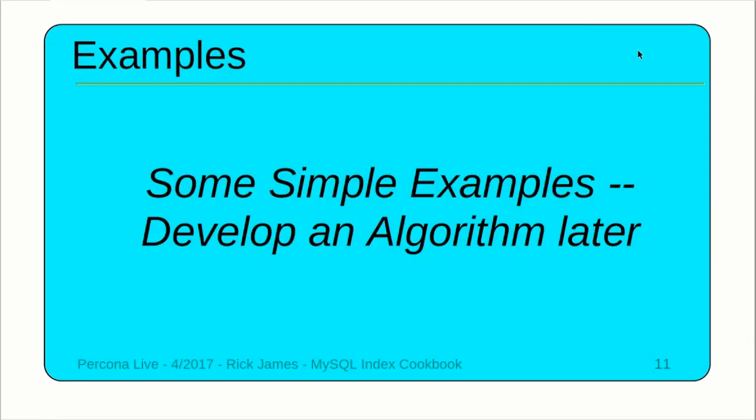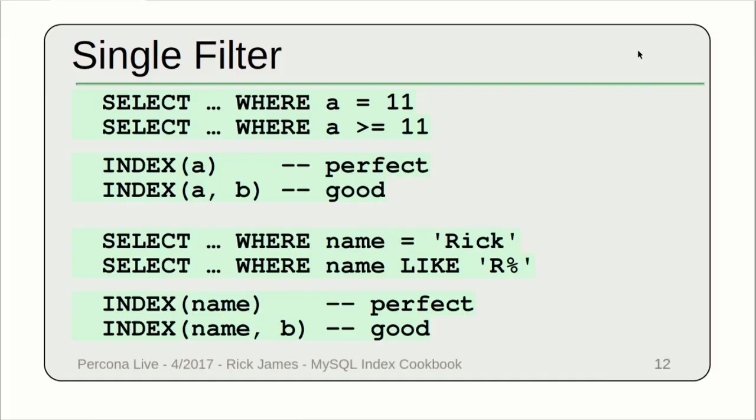Some examples, and we'll get to the algorithm later. What I have here is two selects and then two indices that go with it. Those two selects look at A either with an equal, which is drilling down looking for one item, or with a greater than or equal, which is drilling down and then scanning from there. Index A is perfect for both of those queries. The composite index A comma B is nearly as good. It just happens to have B cluttering things.